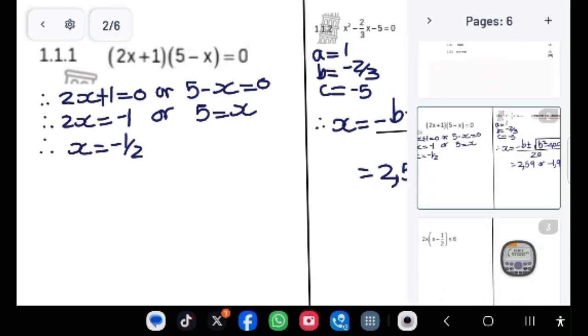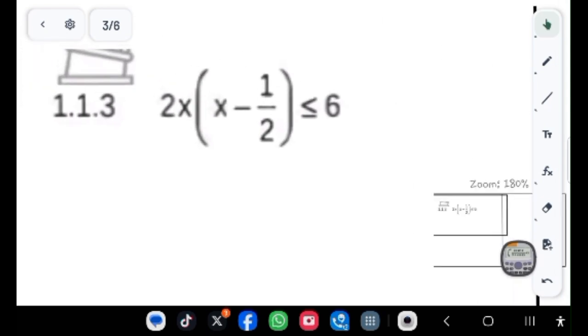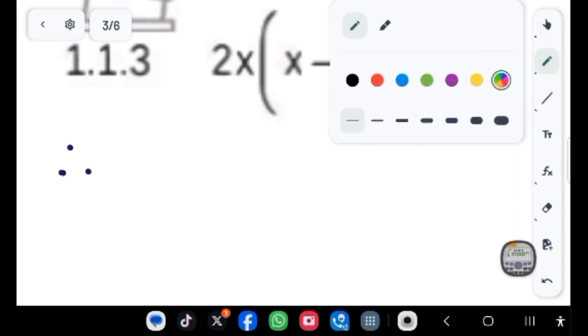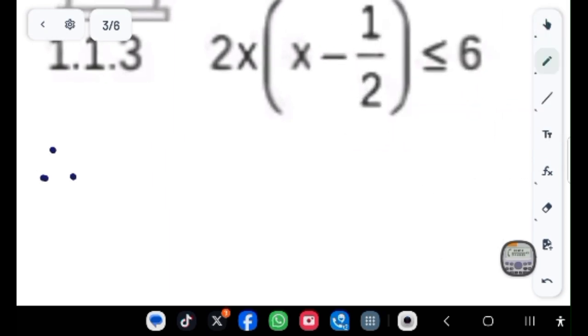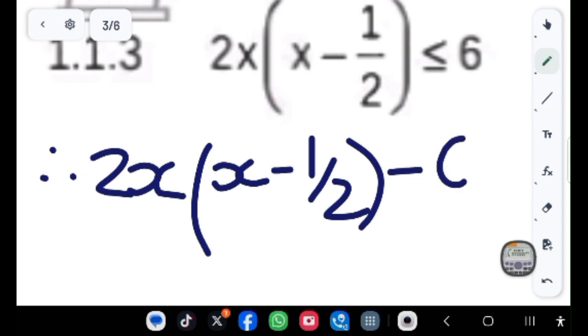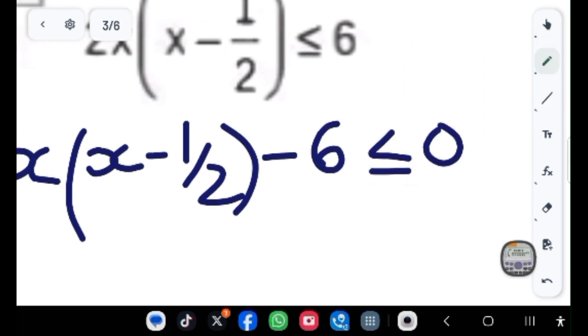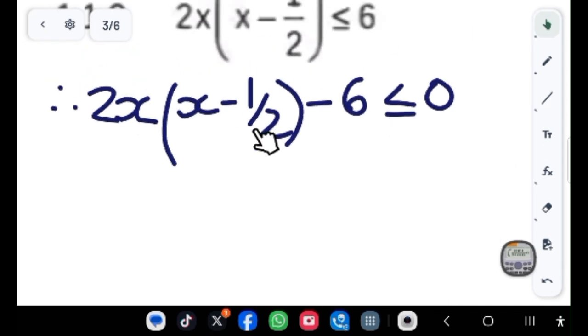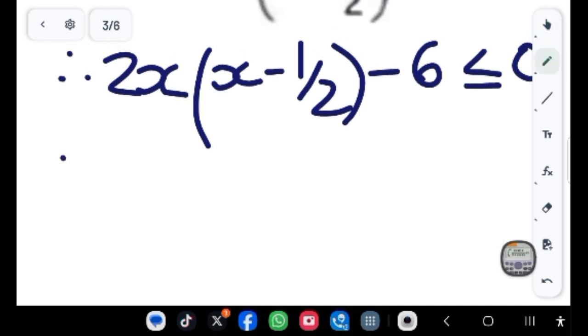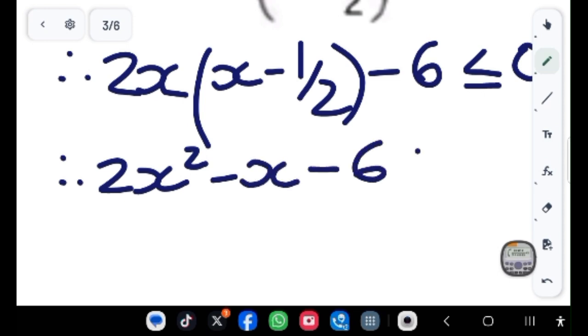Next question. Solve for x. Now we're solving an inequality. In the inequality, step number 1, what you need to do is take everything to the left hand side. So that will be 2x in bracket x minus a half. We take the 6 to the left hand side and it becomes negative 6. And now we expand, multiply throughout, and multiply also by 2 throughout to get rid of the fraction. Alright, so let's multiply out. 2x squared minus half times 2, that is minus x, minus 6 is less than 0.